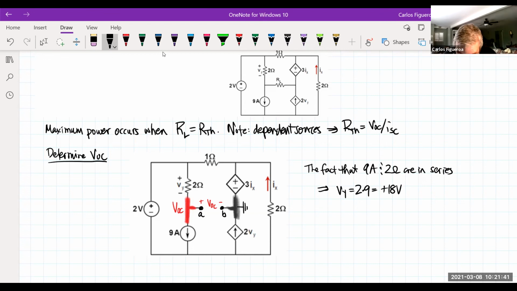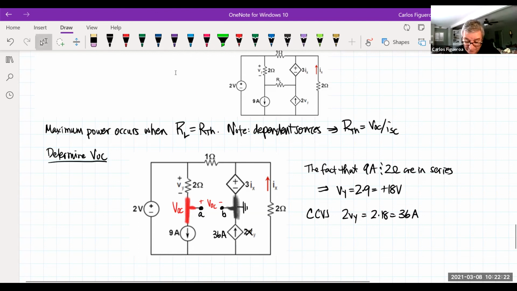So that means here that my current controlled voltage source, 2Vy, is now going to be a value of what? 2 times 18. So it's going to be 36 amps. So I do not consider that current source to be a dependent one. I would literally come in here and scratch this out and write 36 amps for that source right there. So that is not a dependent source anymore. It's an ordinary current source.